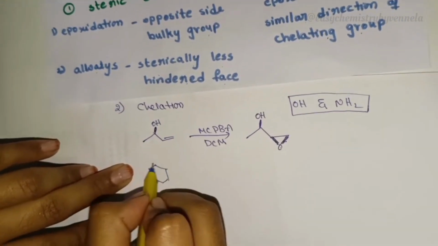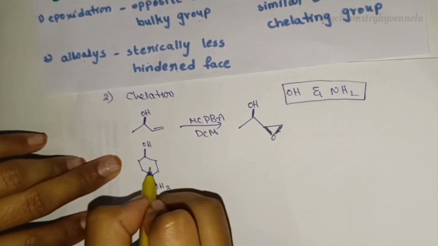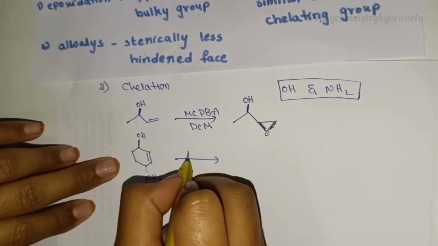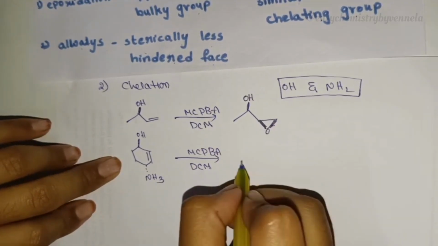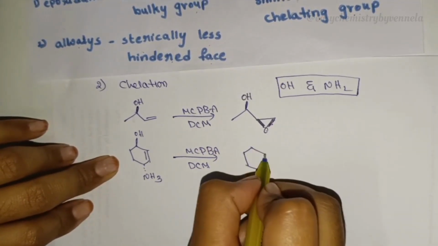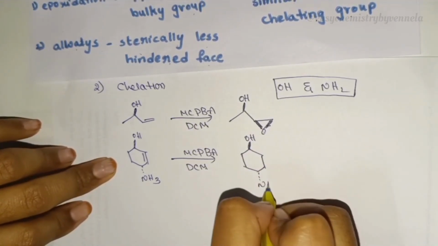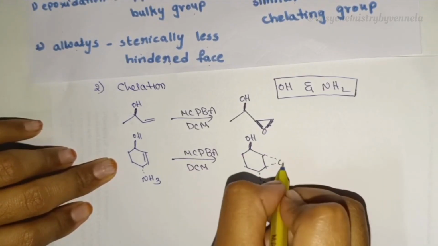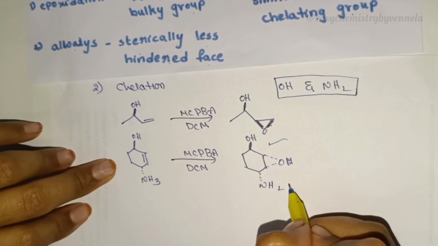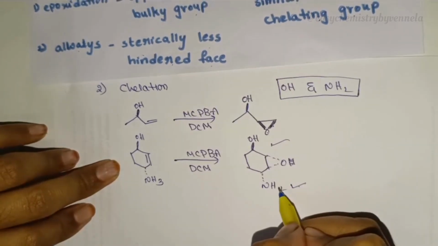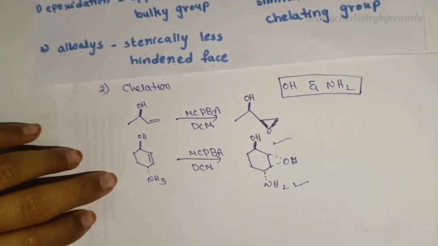If they are given like this, with both OH and amine group present, then how does epoxidation take place? The epoxidation is below the plane, because when OH and amine are both given, you give priority first to the amine group, then the OH group.